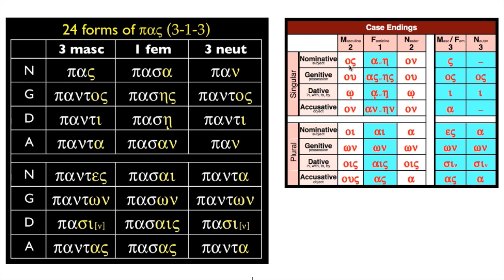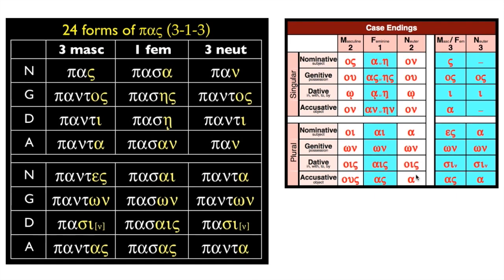Okay, now we're used to this form looking a lot like this right here, 2-1-2, because so far we've only looked at adjectives that follow a 2-1-2 pattern. But look at these columns in blue. This is the 3-1-3 pattern. So in the masculine it will follow third declension. In the feminine, first declension. And in the neuter, third declension.